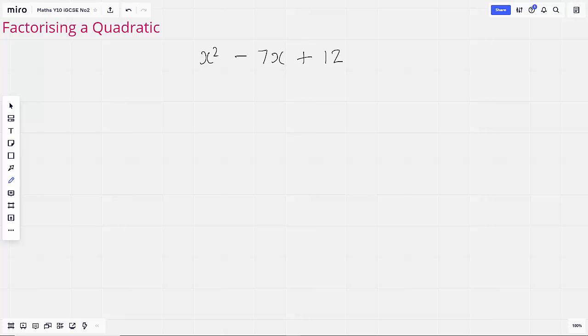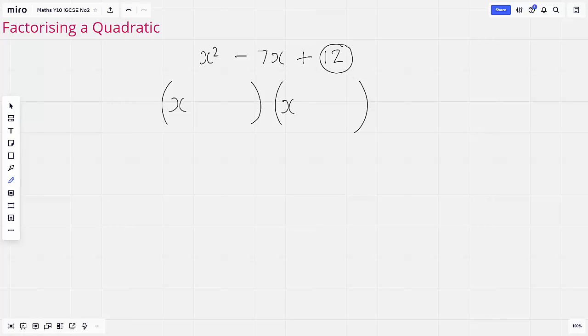Let's try another example then. We have here x squared minus 7x plus 12. So we're going to assume again we're going to need a couple of brackets. So let's put down our two brackets. There's a 1 in front of the x squared, so we're going to assume again x times x will give us x squared. So we'll start again by looking at this number here, 12, and ask ourselves what factors multiply together will give us 12.